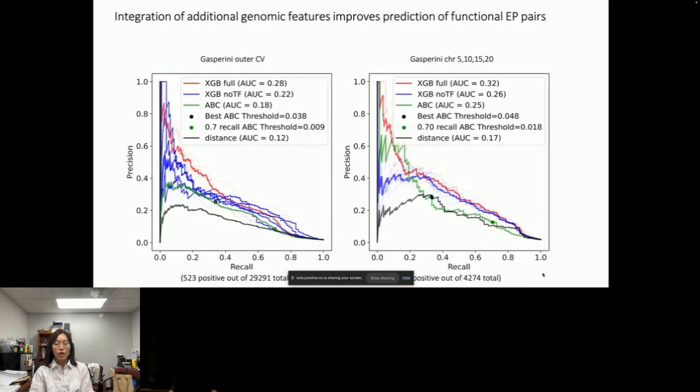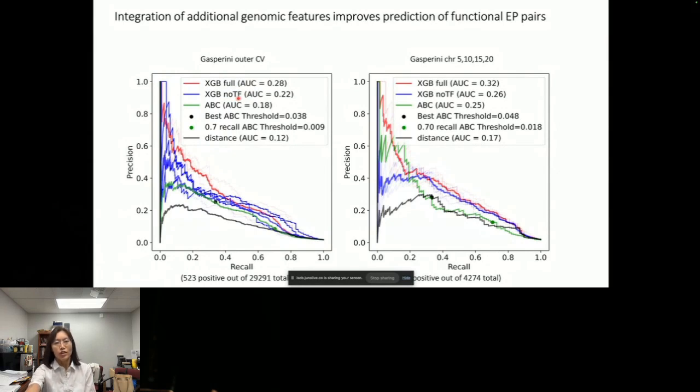So here is our result. We saw that generally the supervised model performed better than the ABC or the distance-based model. When you compare the models, let me just take out the laser pointer. Okay, so the XGB are the supervised models. The full model includes all transcription factor features. They generally had about 6% higher precision recall compared to the reduced model without the transcription factor peaks.